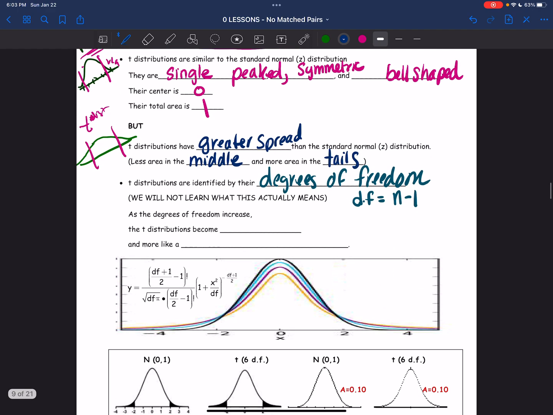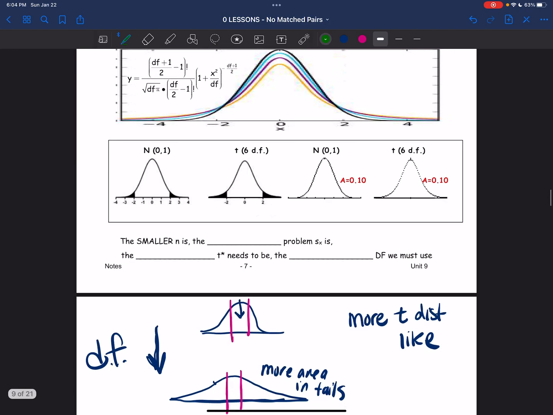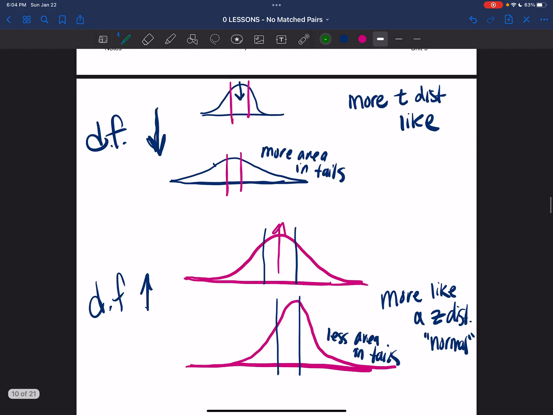Okay, so if we come back over here, it says, as the degrees of freedom increases, the T distribution becomes less variable and more like a standard normal Z distribution. So the thing to note here, and that's what I was just trying to talk about: degrees of freedom goes up, it pulls it up, and the area in the edges gets smaller.